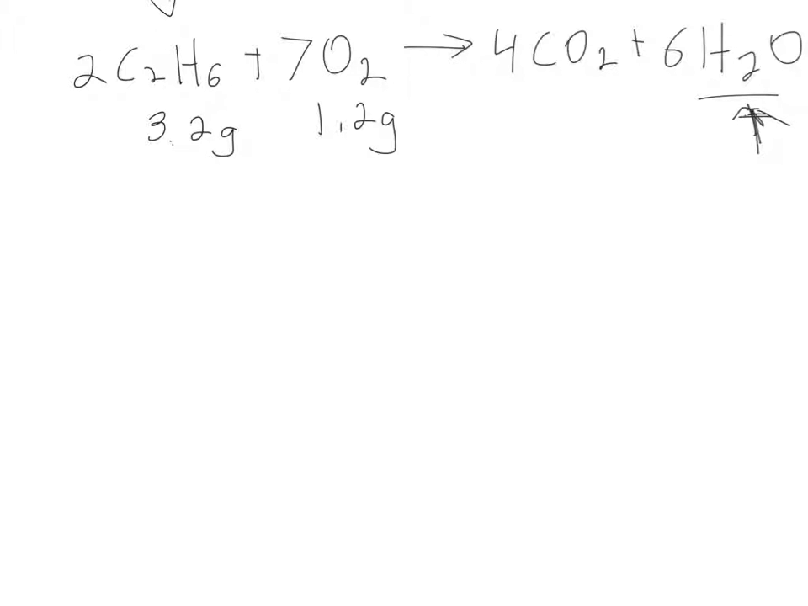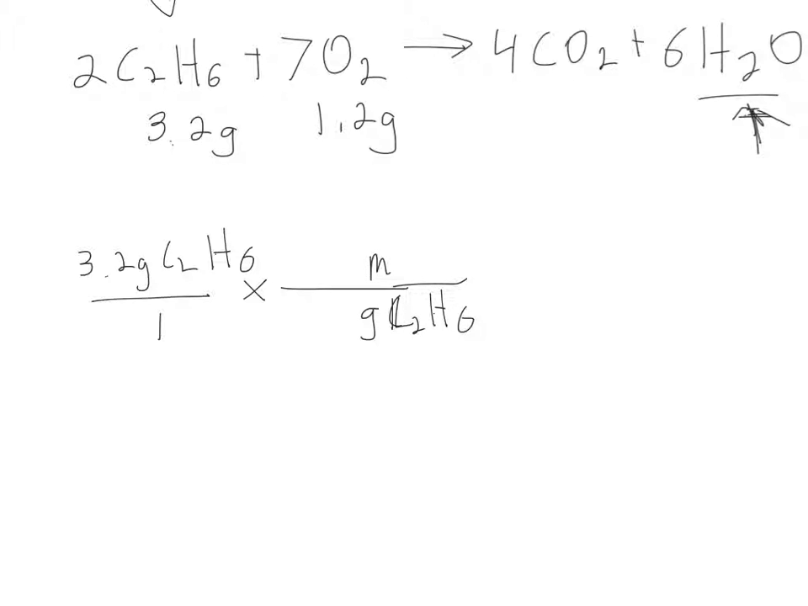So I'm told that I have 3.2 grams of it. So that's where I'm going to start. I'm going to begin my dimensional analysis by writing 3.2 grams of C2H6. I'm going to put that over 1. I'm going to change that to moles. In other words, I need to get rid of my units of grams of C2H6, and I'm going to change it to moles of C2H6.